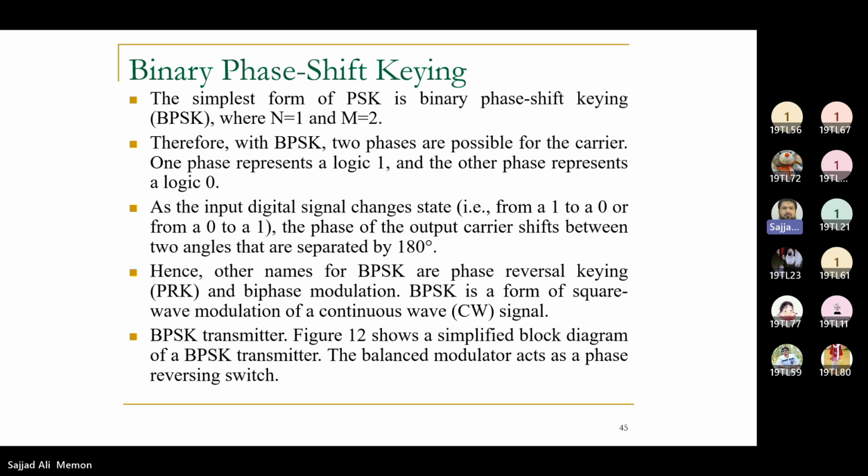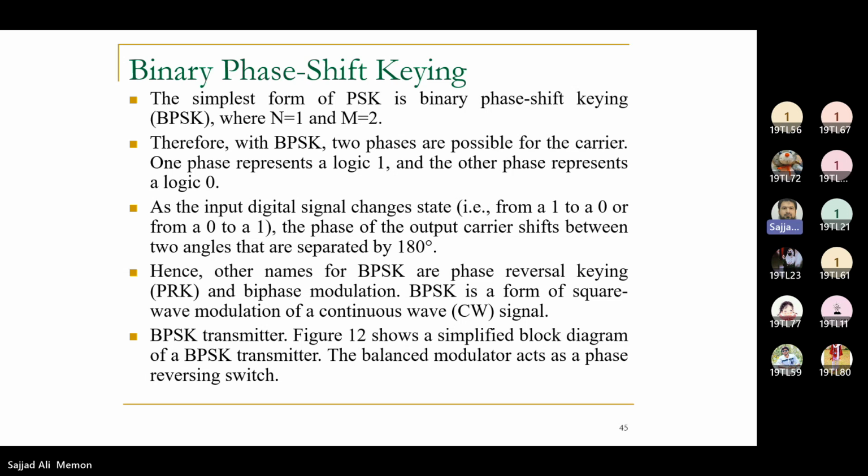So the simplest form of PSK is binary phase shift keying, that is BPSK, where N is equal to 1 and M is equal to 2. Therefore, with BPSK, two phases are possible for the carrier. One phase represents a logic 1 and the other phase represents a logic 0. As the input digital signal changes state, that is from a 1 to a 0 or from a 0 to a 1, the phase of the output carrier shifts between two angles that are separated by 180 degrees.